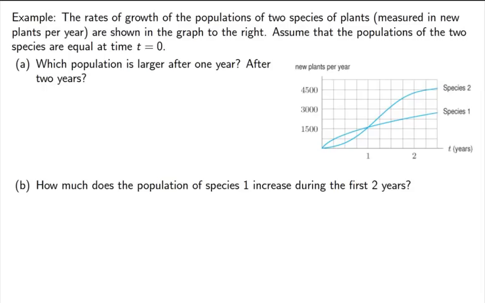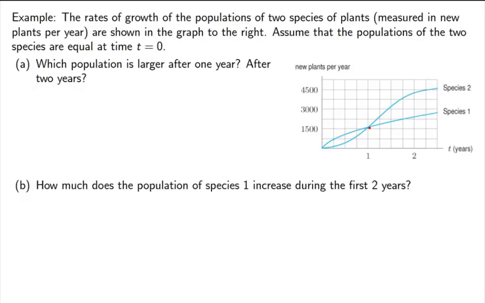Let's look at one more example. We've got two species of plants, and we're going to look at the rates of growth of their populations, measured in new plants per year. At first, we'll assume that the population of the species are equal, which is important in order to make any conclusions. Over the first year, the growth of species 2 was not quite as fast as the growth of species 1, but at 1 year, their growth rate was the same.